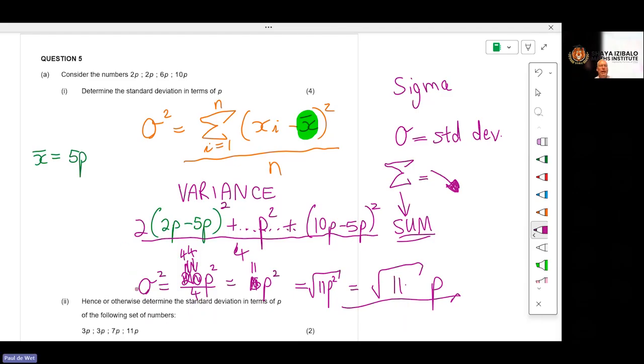What will happen to the mean? What do you think the average will now become? It will become 6p. Okay, you can check that. That's 3 and 3 is 6, 13, 24. The new mean is 6p.